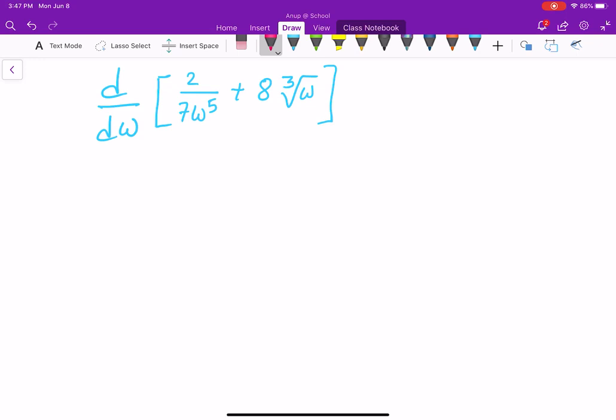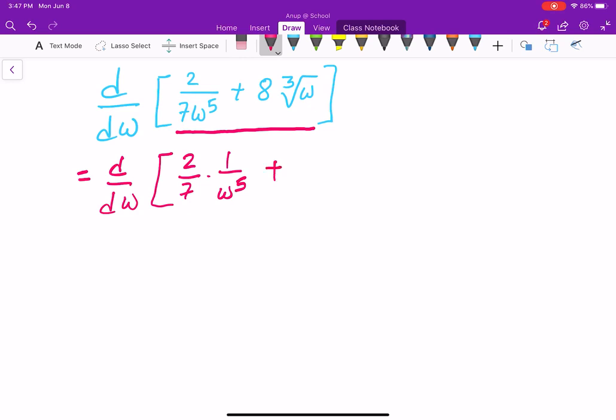Find the derivative of 2 over 7 times w to the power 5 plus 8 times cube root of w with respect to w. Let me rewrite this problem first. So we are given to differentiate 2 over 7 times w to the power 5. That can be rewritten as 2 over 7 times 1 over w to the power 5.